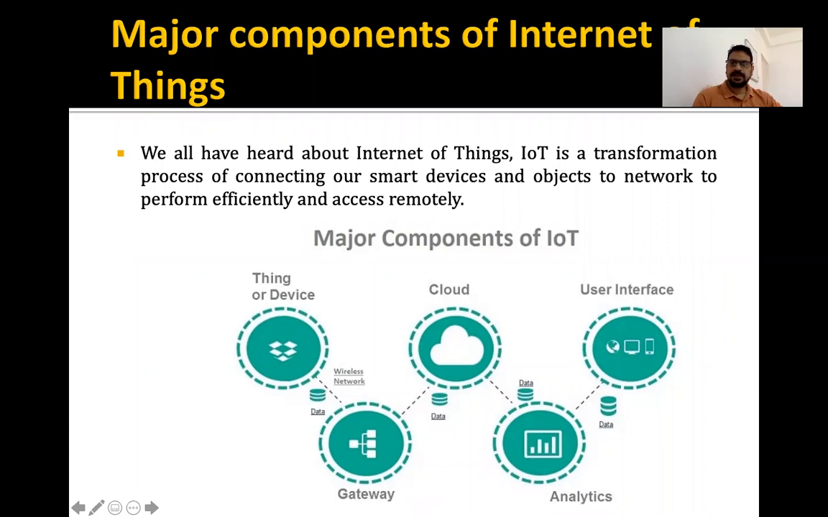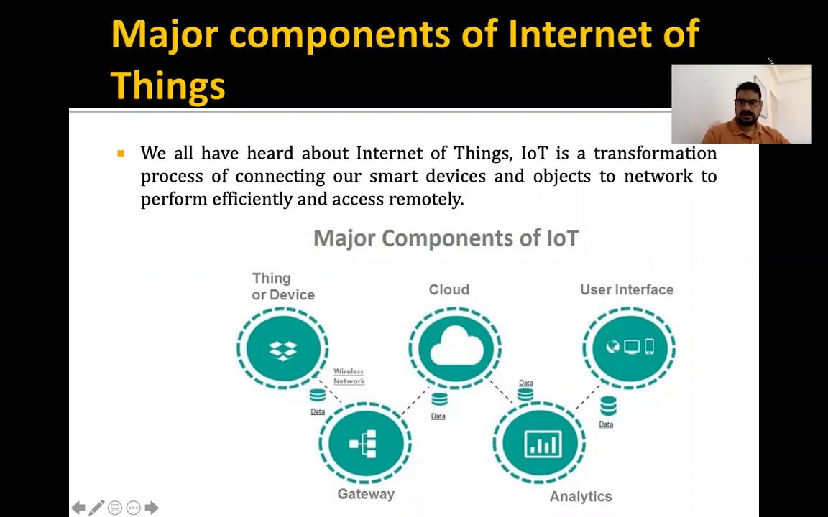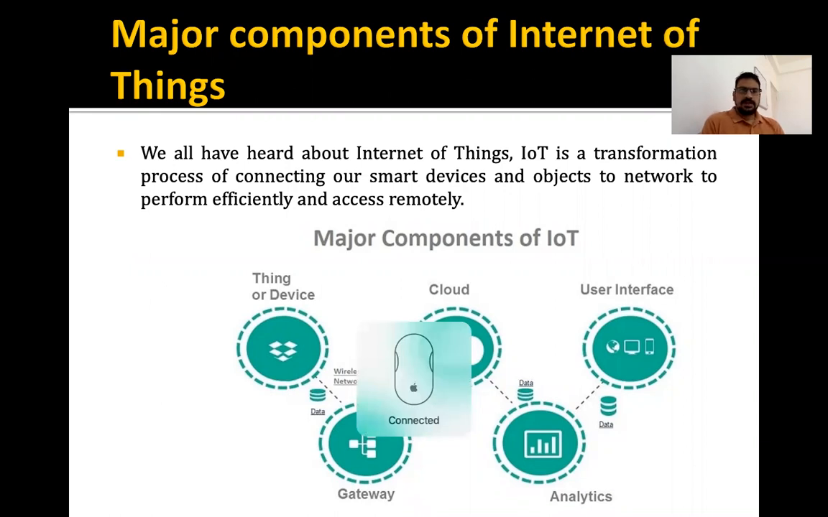The major components of Internet of Things, or IoT. So we have five major components of IoT, and with the help of these components, we can make the IoT infrastructure. So we all have heard about Internet of Things: it is a transformation process of connecting our smart devices and objects to a network to perform efficiently and access remotely.